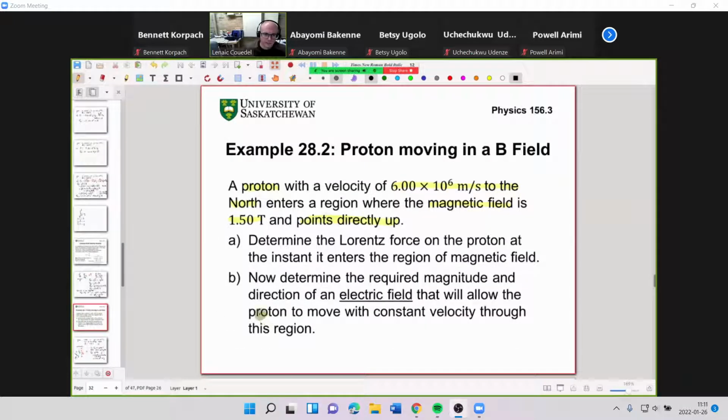All right, now B: determine the required magnitude and the direction of the electric field that will allow the proton to move with constant velocity through the region. Okay, so in this question, what are the important pieces of information you need to remember to solve it? It would equal 0. What would be equal to 0? The field. So, the electric field?